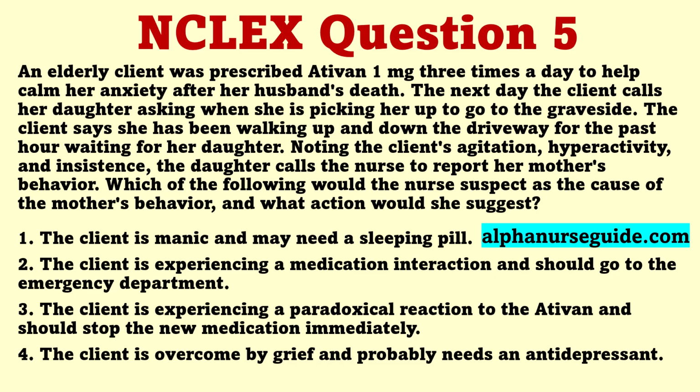The correct answer is 3. Paradoxical responses to benzodiazepines are more common in children and the elderly than other age groups and generally occur at the beginning of treatment.